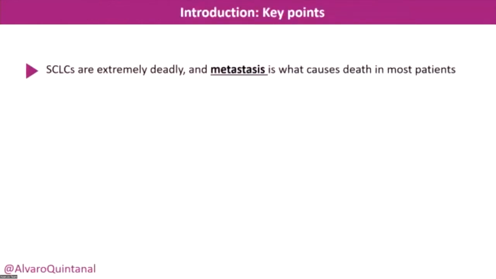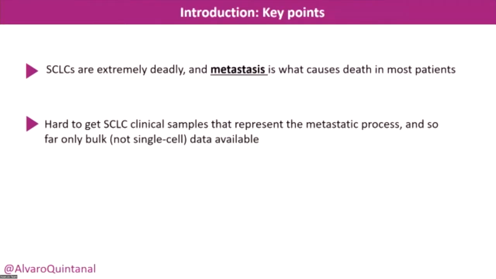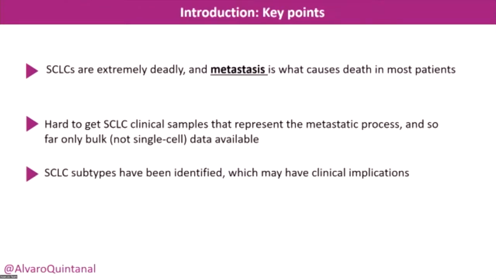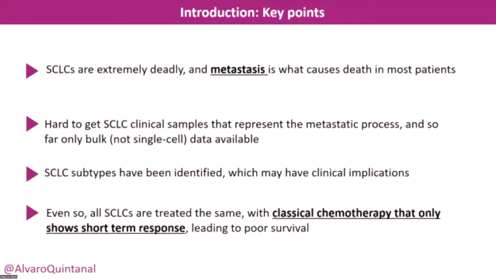Just as a brief conclusion of this introduction, small cell lung cancer is really bad, and metastasis is what causes death in this setting. It's very hard to get small cell clinical samples that represent the whole metastatic process, because we usually only get resections at an early stage. And the data that is available is usually bulk data, not single cell. We have identified potential subtypes of small cell lung cancer, which may have clinical implications. But even so, we still don't have targeted therapies that will benefit any of those subsets. So they are still treated with classic chemotherapy, which is not the best option.